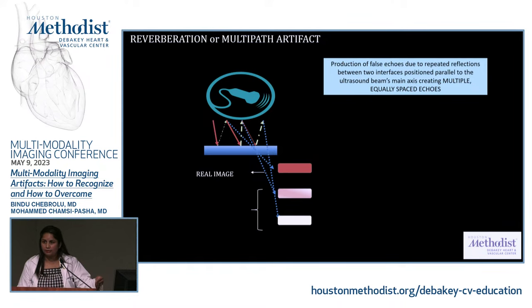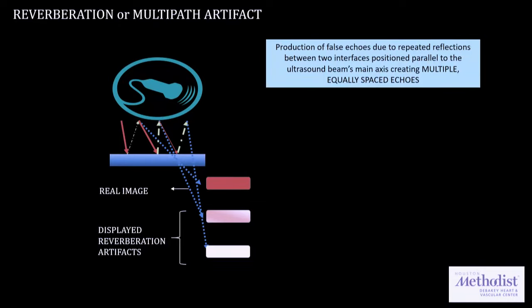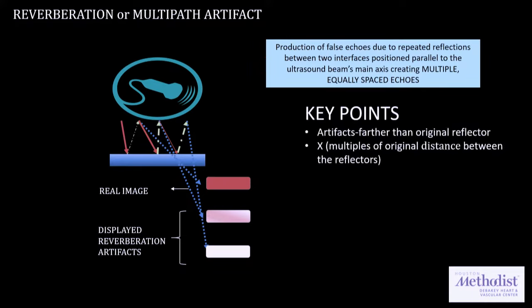The original one is the real image, versus the others, which are the reverberation artifacts. This mainly happens when the interface is a super reflector. So remember, the key thing here is that artifacts are always farther than the original reflector and also at multiples of the original distance. You see here, the distance is a multiple of the original distance from the reflector. And again, remember, they don't follow anatomical boundaries.